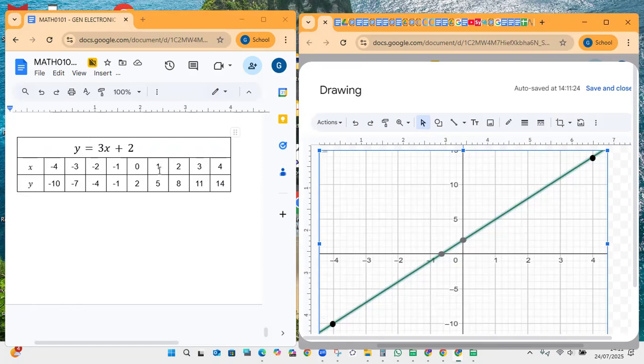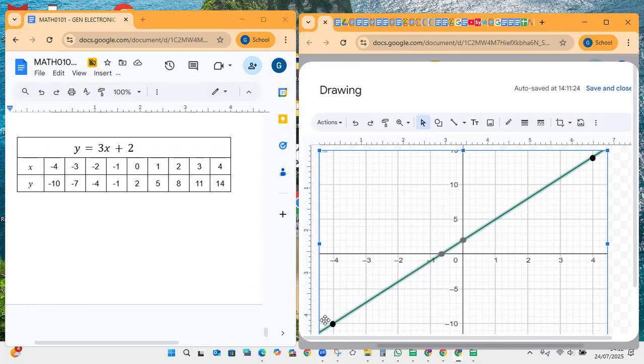You get 1. And then what happened to the y value? The y value increased by 3 because 3 plus 2 is 5. The difference between 8 and 5 is 3. The difference between 11 and 8 is 3. 14 and 11 is 3. So each time x increases by 1, the y values are increasing by 3. And this is called the gradient.